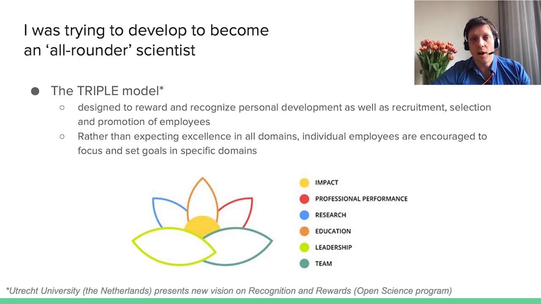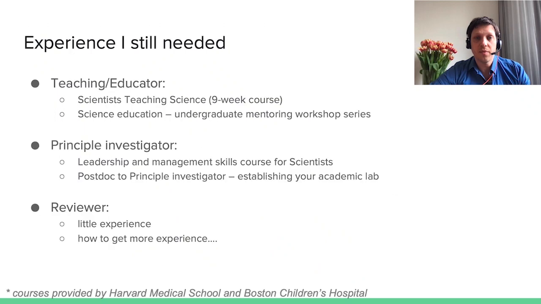Impact is represented by the heart of the flower and connected to these three cores and represents the impact they have on science and society. The goal is to recognize the strengths of the scientist and further focus and set goals within these domains. With this model in mind, I reflected on which experience I still need to further develop as a scientist.